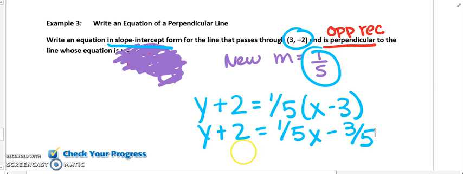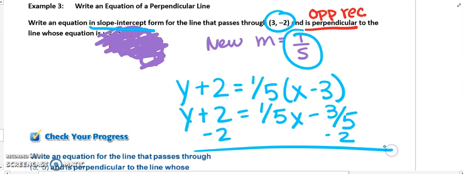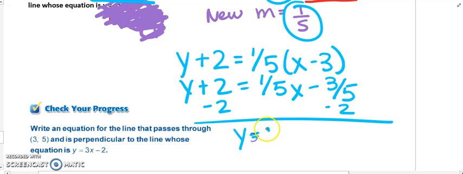Okay, so I have y plus 2 equals 1/5 (x minus 3). And then I distribute my 1/5. So yeah, it's not real pretty, but that's okay. You can totally do it. And we're going to subtract 2. You are welcome to use your calculator, but we can do this. -3/5 and a -2 is going to give me a -2 3/5.